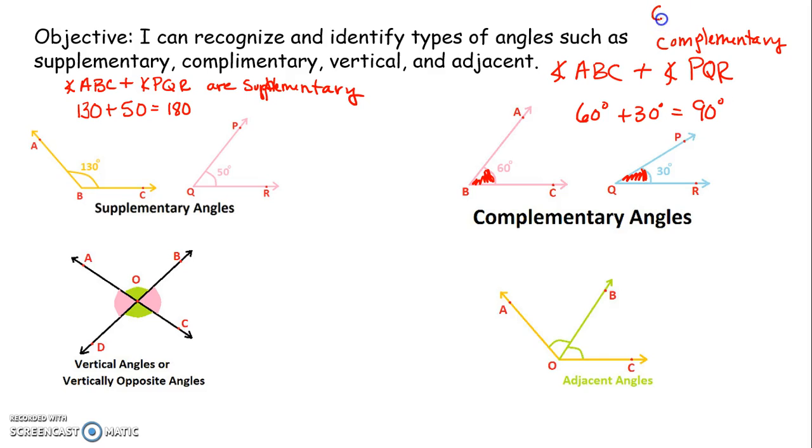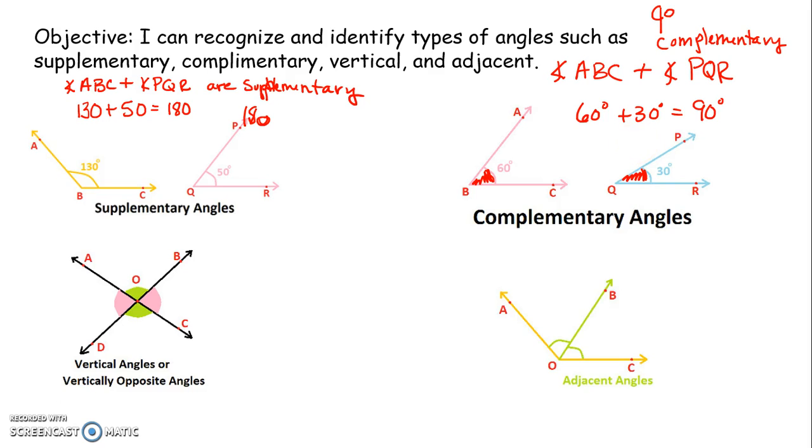Some people like to take the CO at the beginning and drop a 9 down from the complementary, and that reminds you 90 degrees. Some people like to take the SU for supplementary, make the S into an 8, and put a 1 in front, make the U a 0. Who knows? 2 angles that add up to 180 are supplementary. 2 angles that add up to 90 are a complementary pair.